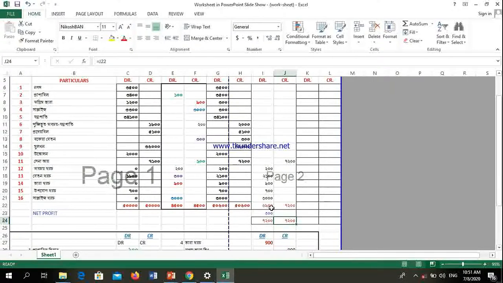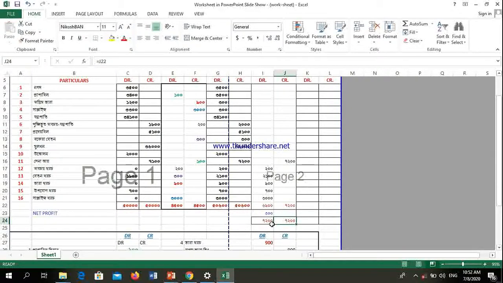Even after that, you have to differentiate from 6,900 to 7,200. What will be the difference? 300 taka. This 300 will be treated as net profit, because in this case the expenses amount is smaller than the revenue amount. This is why net profit will be raised. So here 300 taka is the net profit.